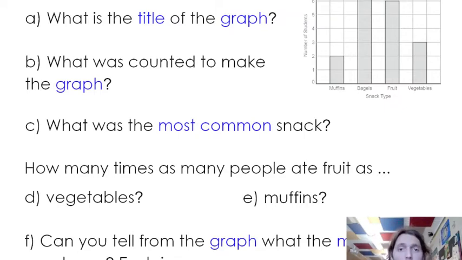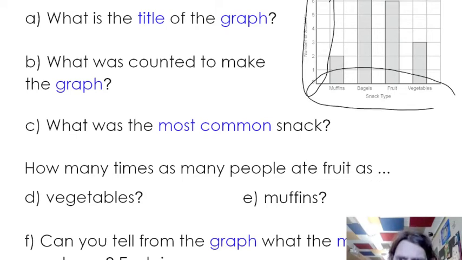All right, so what was counted to make the graph? So let's take a look. What was counted? On the left side, we have numbers of students, and we use those to count, but what else did we count? What's the main information here? Right down below here, muffins, bagels, fruit, and vegetables. So to me, it looks like we counted the amount of muffins, bagels, fruit, and vegetables that the students ate today. So look on the side. We look at muffins. 2 students had muffins, 7 students had bagels, 6 students had fruit, and 3 students had vegetables.